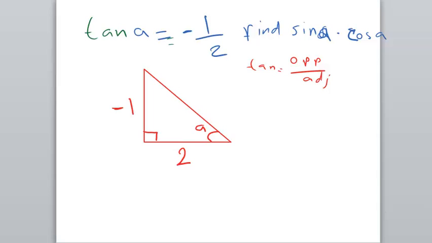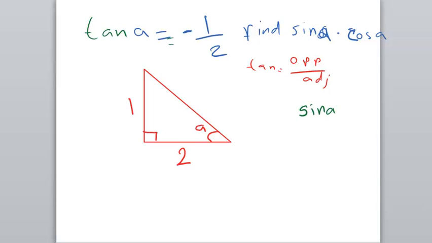But wait a second. Look, this is a triangle and the sides cannot be negative. I mean, how can a side be negative? It's like an angle being a negative angle. It is impossible. So it is 1/2. So it says find sine A and cos A.